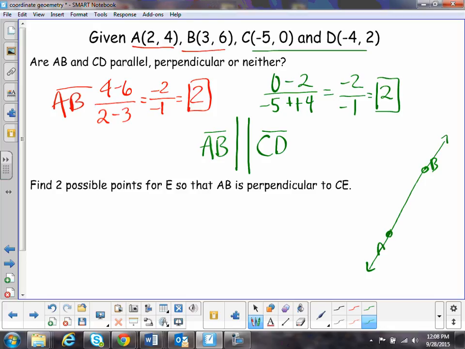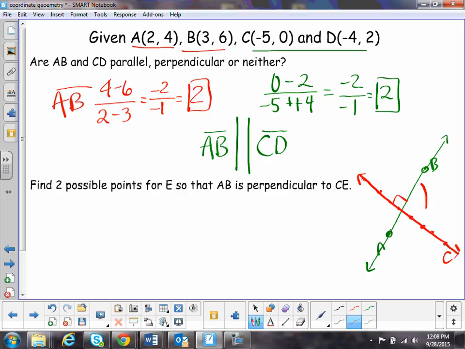C is somewhere on this grid. Let's just say C is right here. We have to find E so that it ends up being perpendicular. So think about what perpendicular means. It means make a right angle, right? Okay, well, E, think of how many different places E could be. Could be forever, anywhere on that line. Okay, so that's why it says just give two possible points.